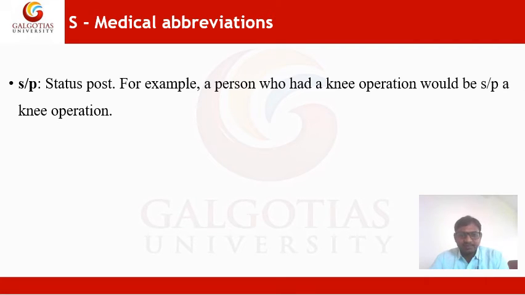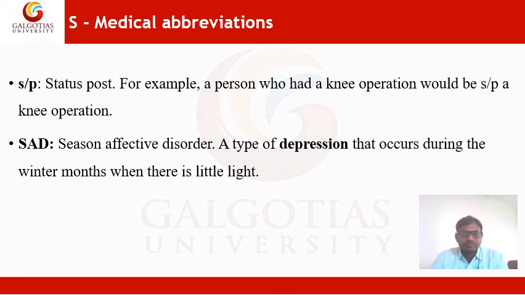Let's see here, for example, S/P, small s, small p, status post. For example, a person who had a knee operation would be S/P, knee operation. Status post. After the operation, what is the status of the knee? After the operation, what is the status of the heart? After the operation, what is the status of the chest or lungs? These things are when your short form is S/P. SAD.